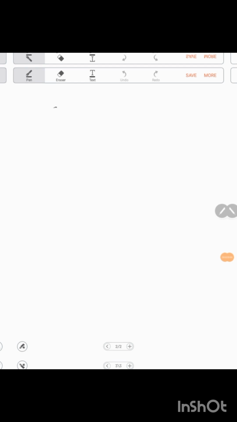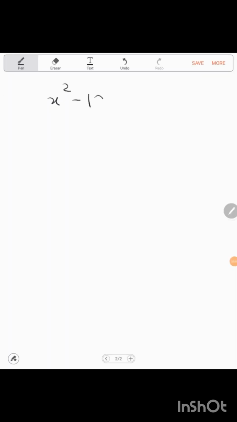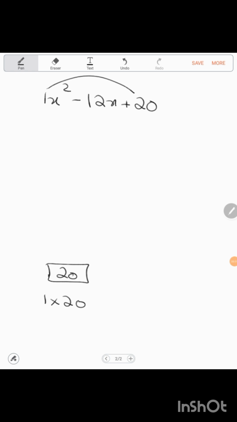Now let's do the next question. If you have x squared minus 12x plus 20, now you have a negative sign with the middle term. You're going to take factors of 20. So 20 you're going to write over here. So when do you get 20? When you multiply 1 with 20, 2 with 10, and 4 with 5.